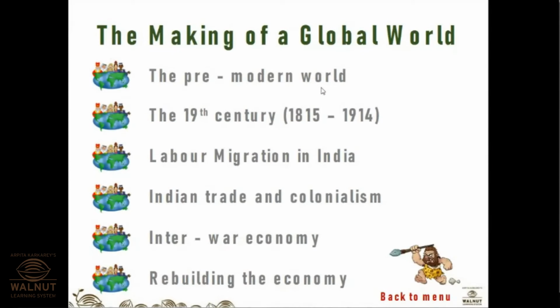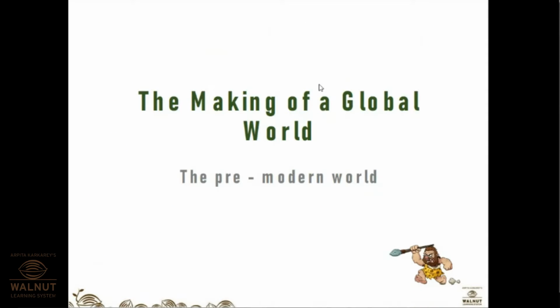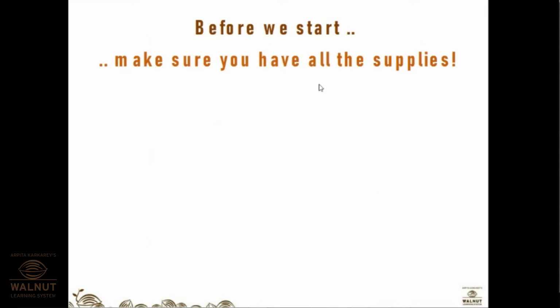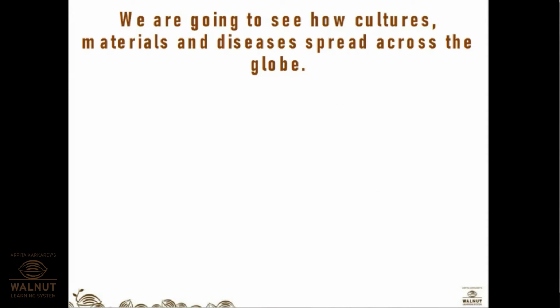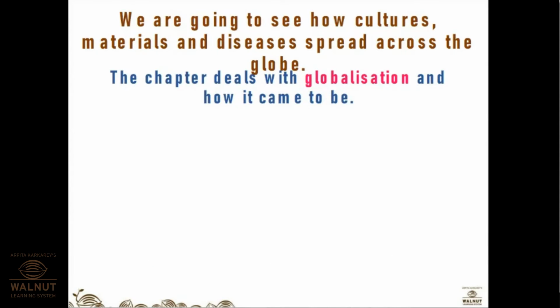We are on the first PPT. Now in this chapter, what are we going to see? Basically, what do you mean by global world? How was the world in the pre-modern period, we will be seeing. We are going to see how cultures, materials, and diseases spread across the globe. The chapter deals with globalization and how it came into existence.